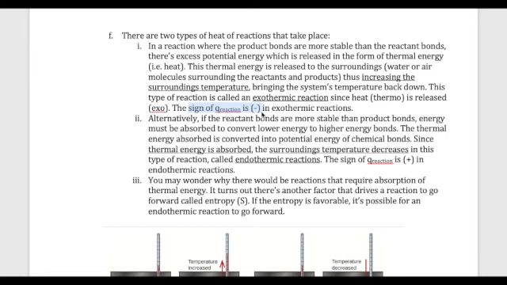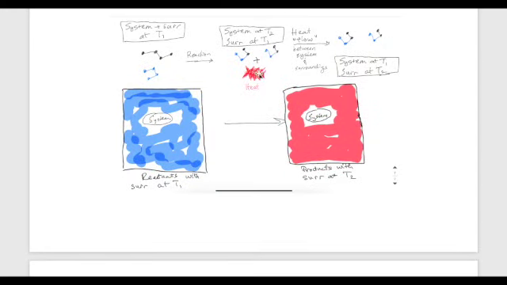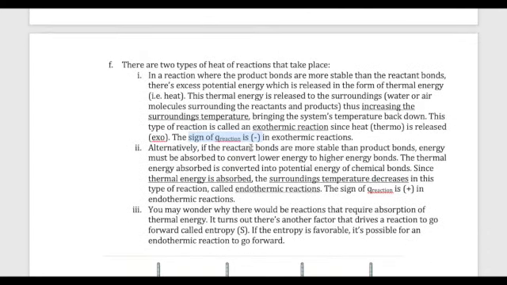Because heat is released from the system. Now, on the other hand, if the bonds of the reactant are more stable than the product, then energy has to be absorbed in order to make your product. So in other words, you can draw this again, but now heat is flowing in from the surrounding into the system to make this happen, to convert that to the bond.